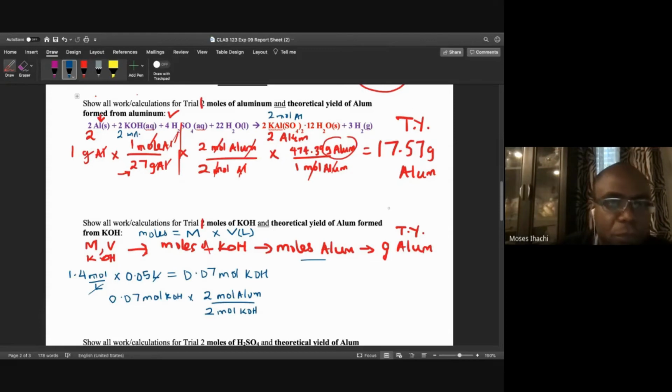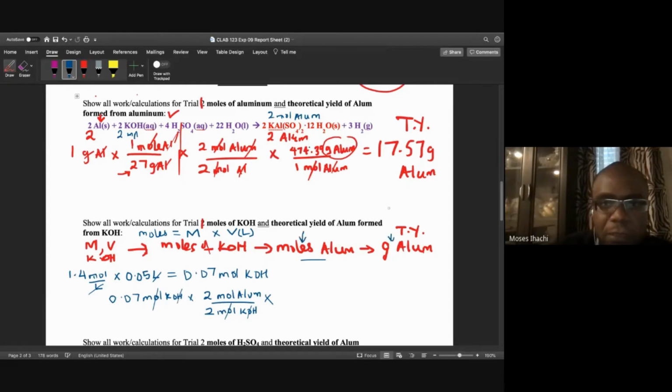For every 2 moles of KOH, you get 2 moles of alum. So we need to convert the moles of KOH to moles of alum. That's why my moles of KOH are the denominator. Moles of alum are on top. So now at that point, we have moles of alum. If you have a question, just unmute your mic and ask. Otherwise, I'll keep flowing. So we have moles of alum. We need grams of alum.